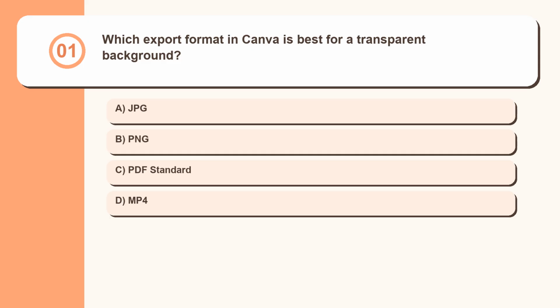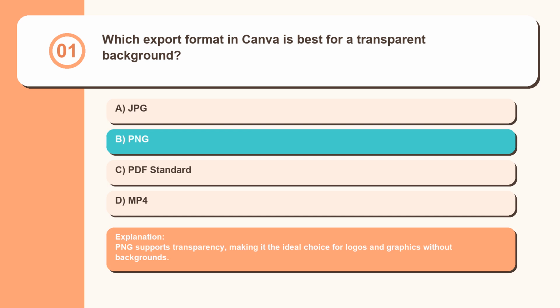Question 1. Which export format in Canva is best for a transparent background? JPG, PNG, PDF Standard, MP4. PNG supports transparency, making it the ideal choice for logos and graphics without backgrounds.